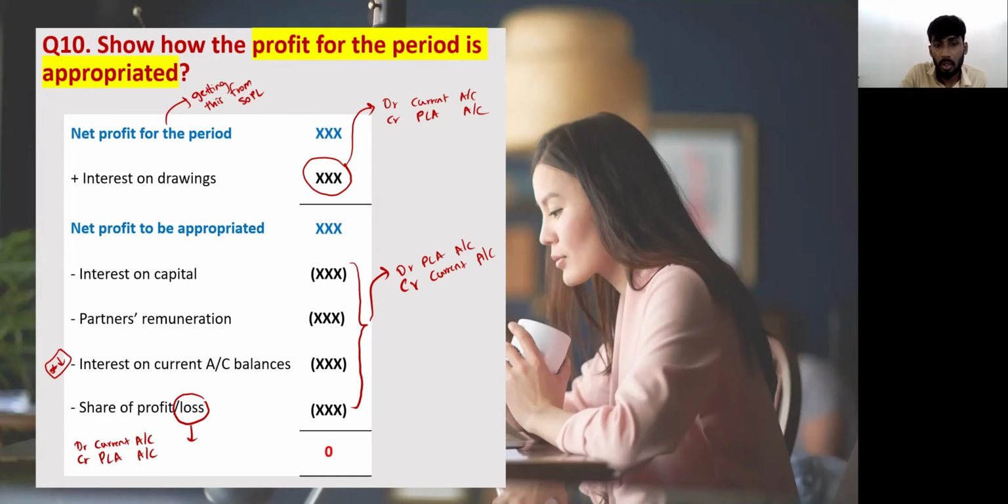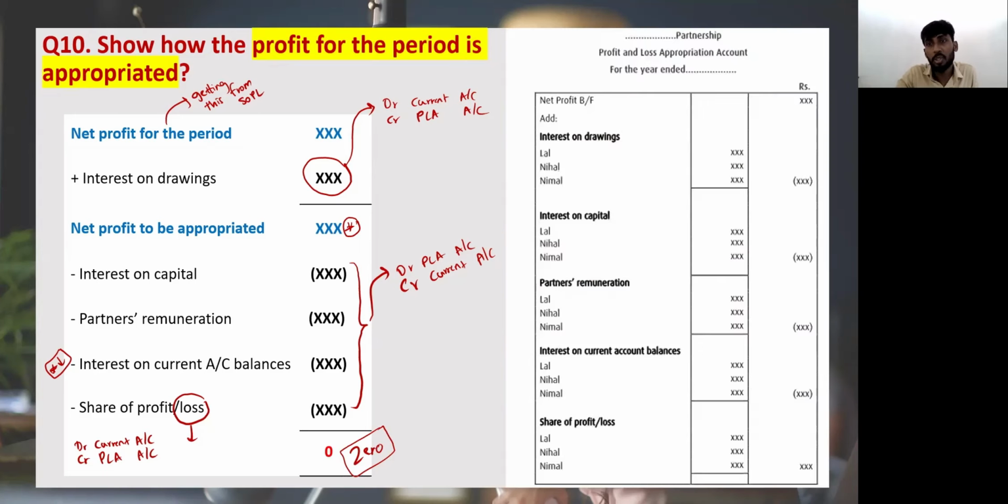It's a summary. Ultimately, when the net profit to be appropriated is appropriated, the final balance should be 0. Why? We are splitting it and appropriating it to the partners, so nothing is left. We do this using a profit or loss appropriation account. Here, this should be a +1. I took that from your study text. There's a small typing error, a typo. This is an add.